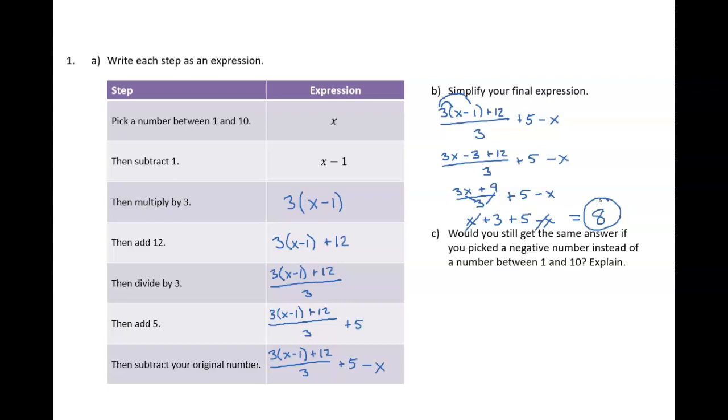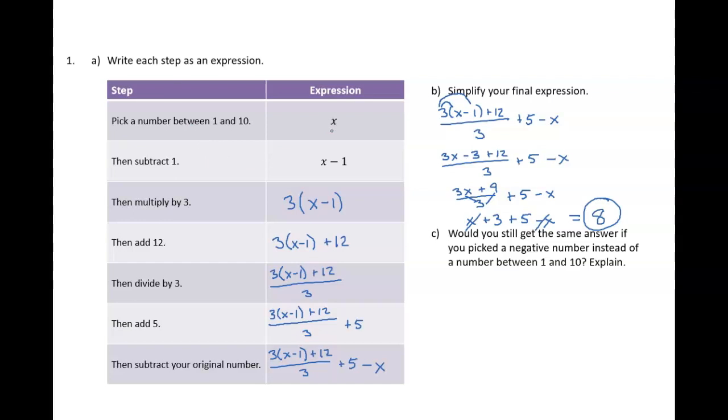So in part C it asks, would you still get the same answer if you picked a negative number instead of a number between 1 and 10? What do you think? Are there any of these steps over here that say you can't use a negative number? Maybe let's try a negative number and see if it works. I'm going to try a different color over here.